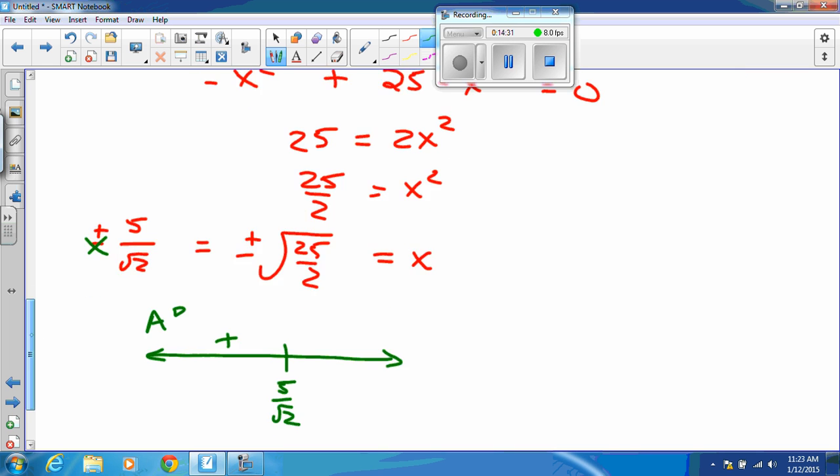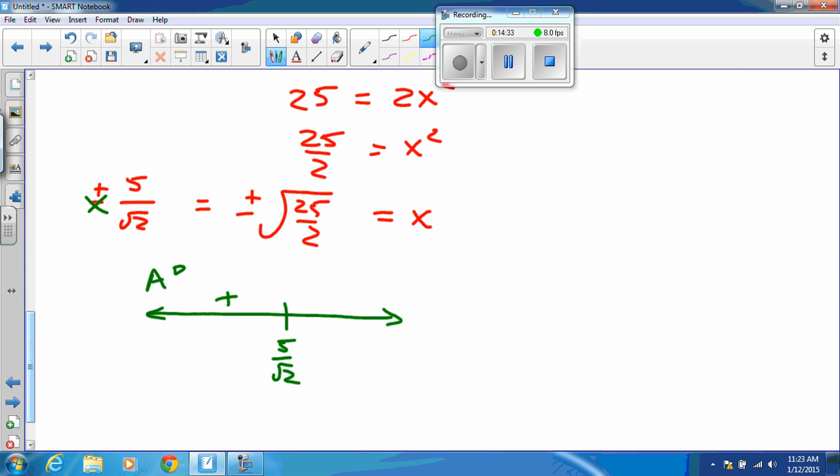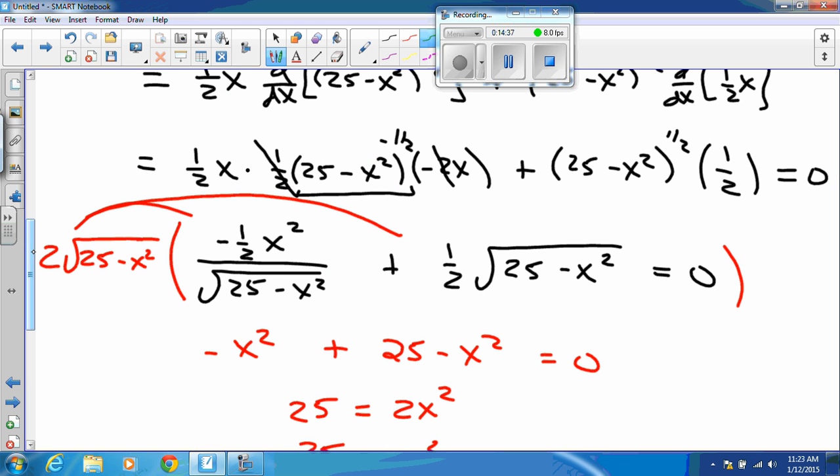Now I consider a number that is going to be bigger than 5 over root 2. I like 5. And the reason that I like 5, well, I don't like 5 as much as I thought I did, because I end up dividing by 0 in that case. How about 4? Because I know that 25 minus 16 is going to be 9, and I can do the square root of it, right?